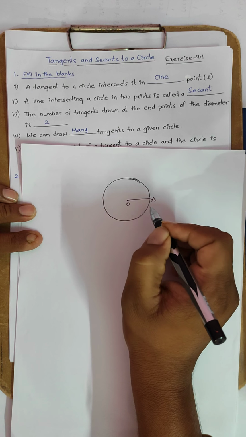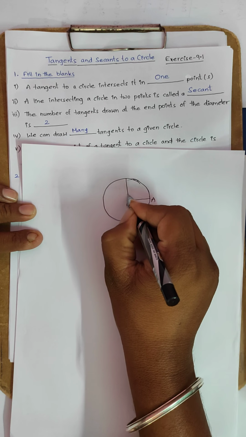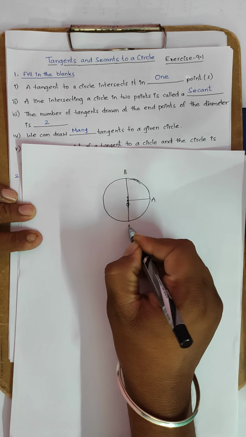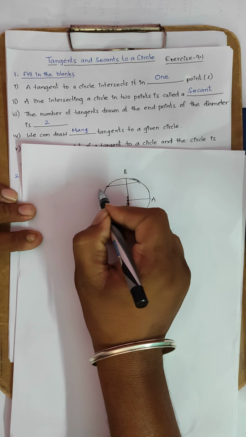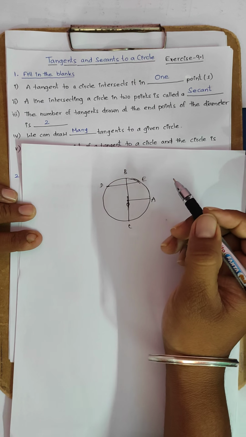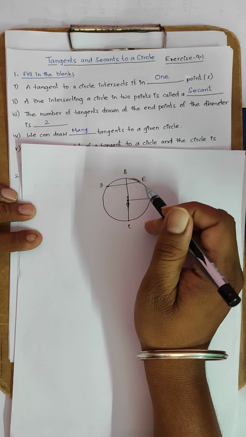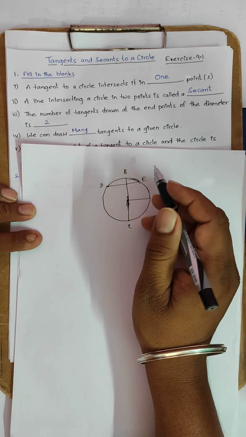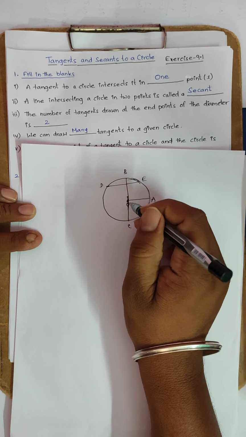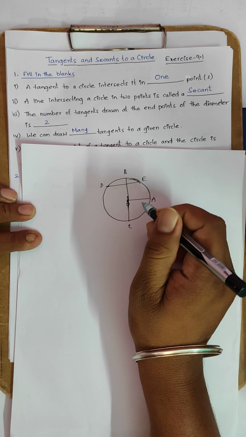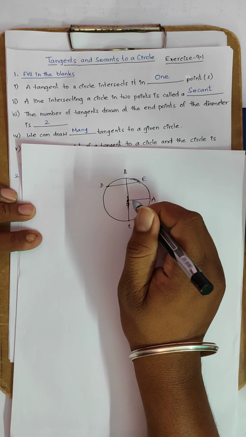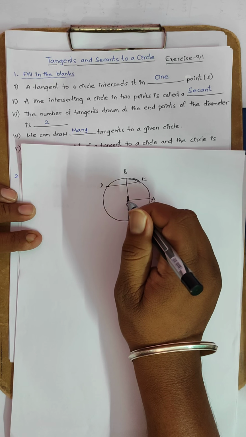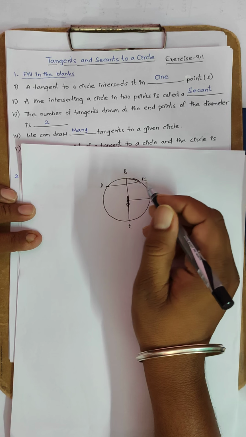Now OA is a radius. BC is a diameter. CD is a chord. A chord which passes through the center is called a diameter. The distance from the center to a point on a circle is called the radius. The exact middle point is called the center.